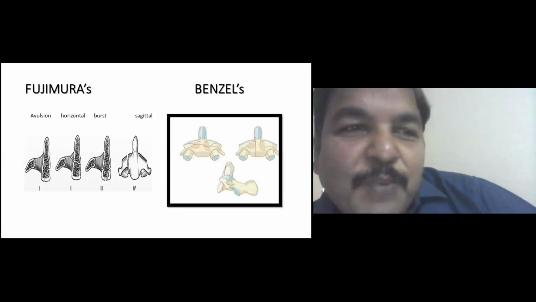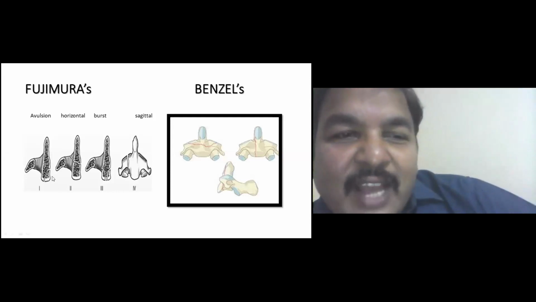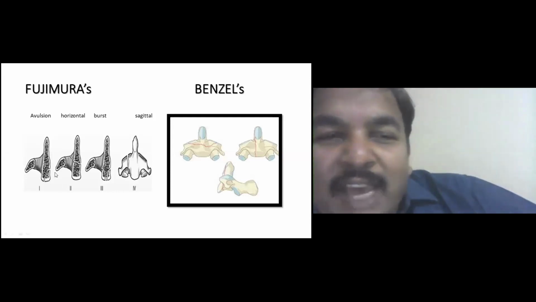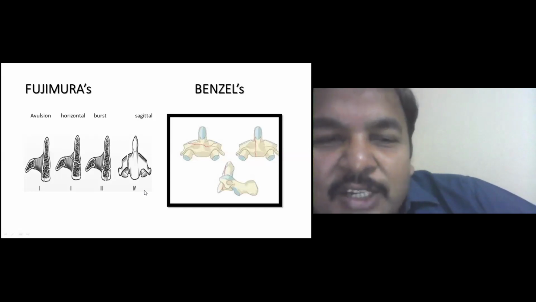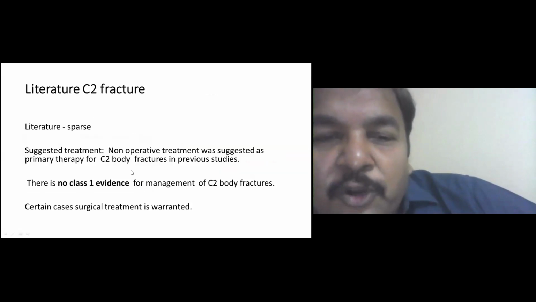So Fujimura has classified these fractures into 4 types: avulsion fractures, horizontal fractures, burst fractures, and sagittal fractures.